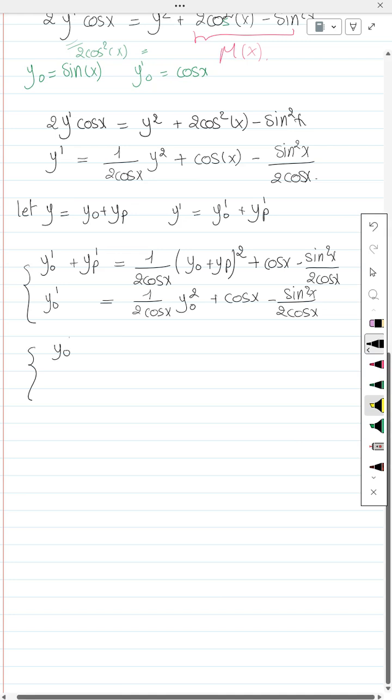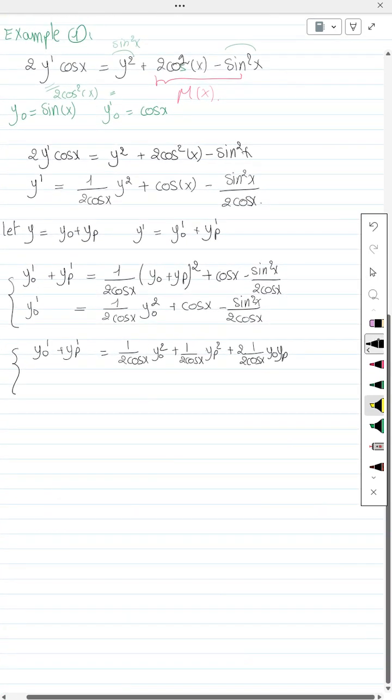So let's simplify more and more. We're going to get y0 prime plus yp prime on this side, equal to 1 over 2 cosine x y0 squared plus 1 over 2 cosine x yp squared plus 2 times 1 over 2 cosine x y0 yp plus (cosine x minus sine squared x) over 2 cosine x. And we will rewrite the second equation as it is.